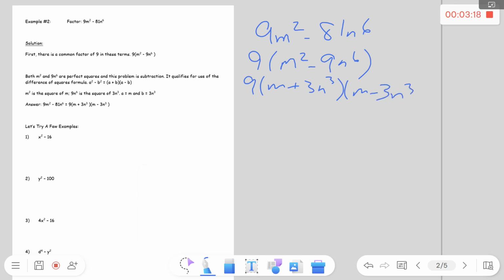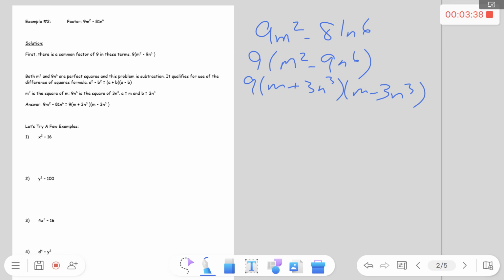3n cubed. One plus, one minus. You have to have one plus and one minus. It is important to make sure that one gets a plus and one gets a minus in the middle. Now, it could have been m minus 3n cubed and m plus 3n cubed, but it needs to make sure that you have one of each, because otherwise you will not get the correct information here.